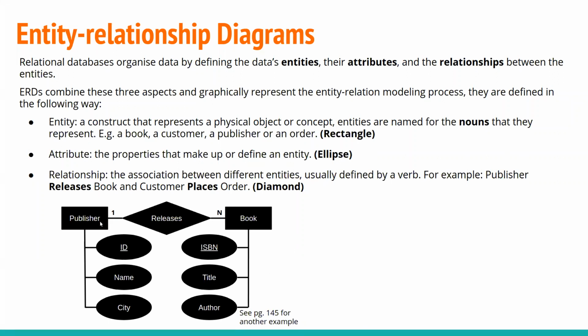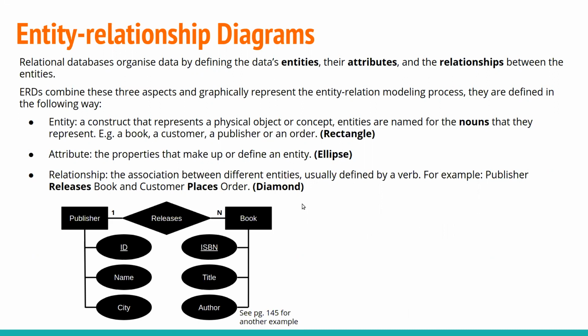And then we also have, and this is where it gets new, this is where it becomes slightly different: the other thing that this entity relationship diagram and relational databases allow us to define is a relationship. That is an association between entities. A publisher releases or publishes books. In your book on page 145, you can see that a customer places orders. A customer places orders, a publisher releases books. So we've got this relationship.